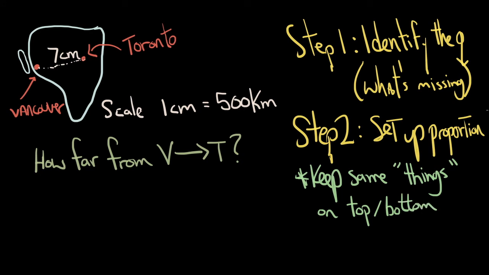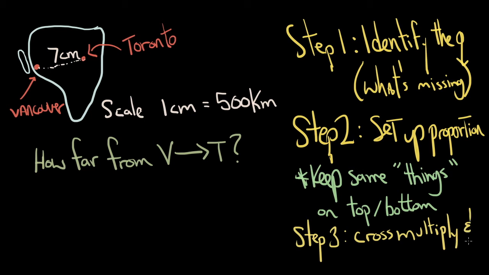And finally, step three, is cross-multiply and solve. Sometimes you don't have to cross-multiply, but sometimes you do. Sometimes it's really easy to do that just by looking at some patterns, but for the most part, this always works. So cross-multiply and solve. Woohoo! So, should we go do it? Let's get at it. Let's get the color orange out.